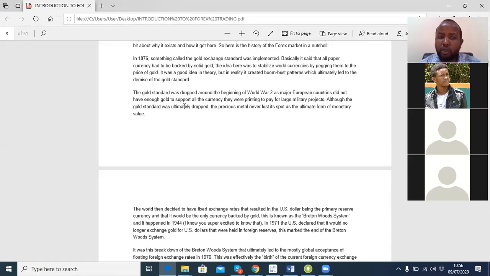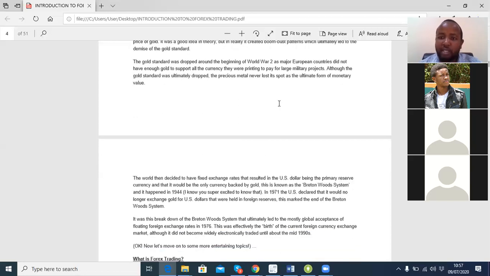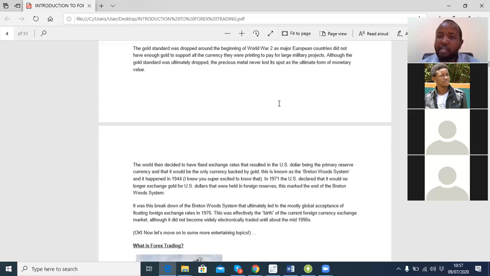So the gold standard was dropped around the beginning of World War II as major European countries did not have enough gold to support all the currency they were printing to pay for large military projects. There was a lot of war then. Although the gold standard was ultimately dropped, the precious metal has never lost its spot value as the ultimate form of monetary value. So you can see why I was telling you, gold has always remained the ultimate form of monetary value.